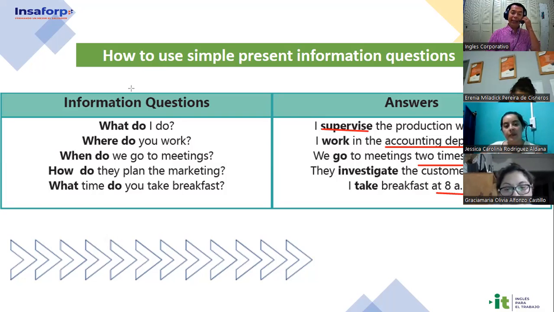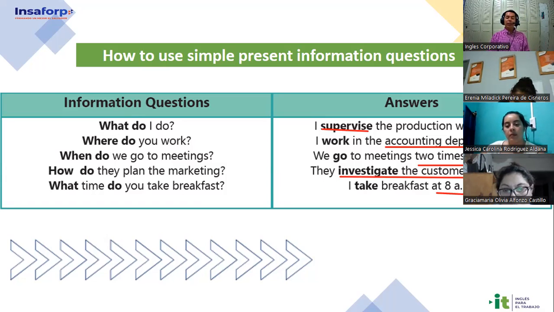Cuando pregunto qué, ¿qué es lo que haces? Superviso. ¿Dónde trabajo? En el departamento de contaduría, right? ¿Cuándo? Dos veces a la semana. ¿Cómo? Me faltó el cómo. How do they plan the marketing? They investigate the customer needs. Okay. ¿Cómo hacen el marketing? They investigate the customer needs.